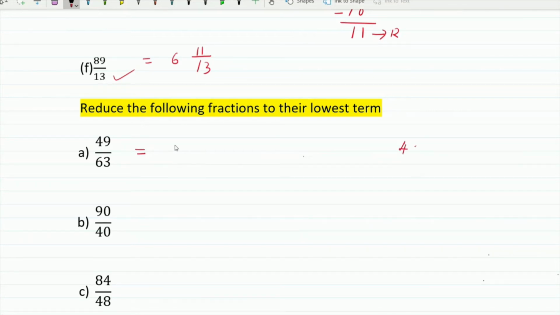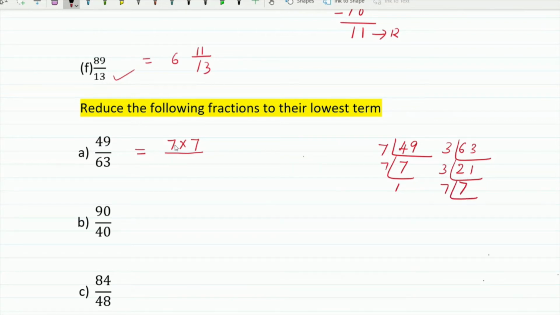First we take the numerator 49. We have to do the prime factorization of 49. 49 is in the 7 table, 7 7s are 49. What are the factors? We have to write it as a product of primes. Now we can take 63. In the 3 table we can divide. 3 2s are 6, 3 1s are 3 again in the 3 table, 3 7s are 21, again 7 table 1. So we can write it as 3 into 3 into 7.